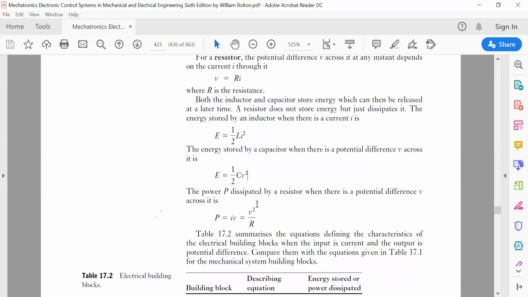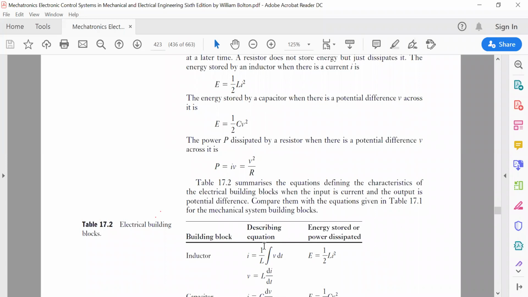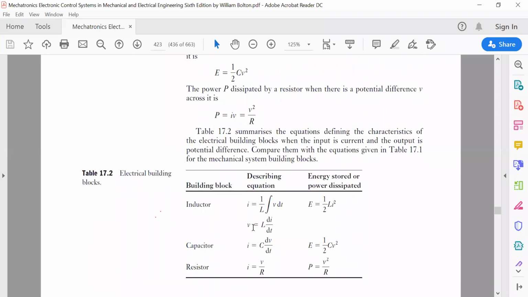And as we have found in the case of the spring mass system, the dashpot, where the power is dissipated, was equal to C V square. Over here, the power dissipated in the resistance is nothing but current into voltage, and current is nothing but V by R. So in that case, P, the power dissipated through resistance, would be V square upon R. Okay, so now we have the building blocks ready for the electrical analogy.